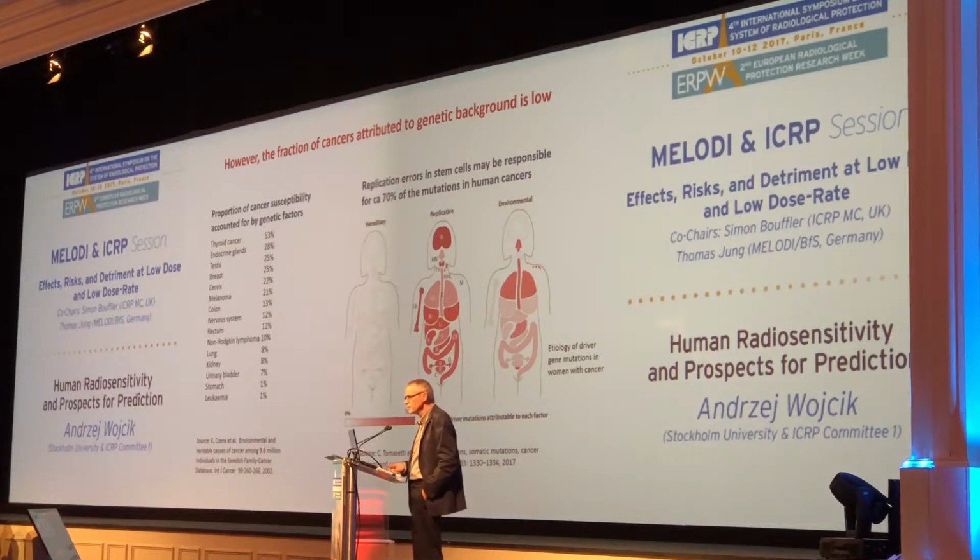And there is a large variability with respect to different cancer types. So thyroid cancer, according to this study, is thought to be 50% of cancer cases is due to your genetic background. Endocrine glands, about 30%, testes, breast, 25%, and then we go down. Then you have some cancers where there is nearly no genetic component, or genetic component is very low.